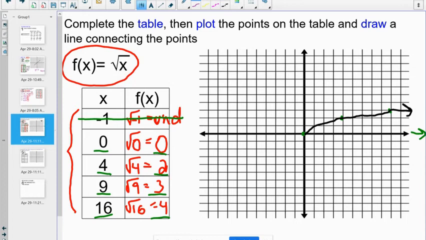And this is the parent function. This is one of your parent functions. Remember how before, on the warm-up, we had the parent function y equals x? This y equals square root of x is another parent function. Remember there's going to be 6.